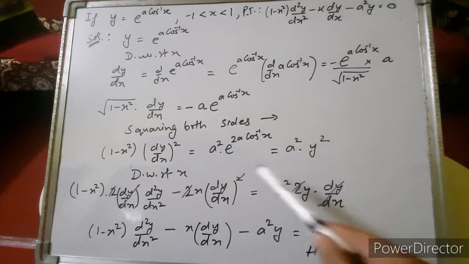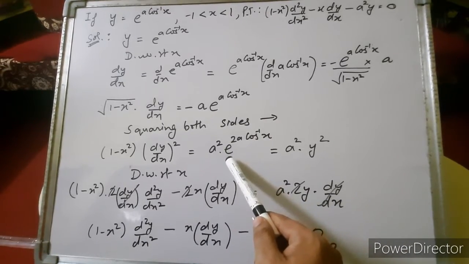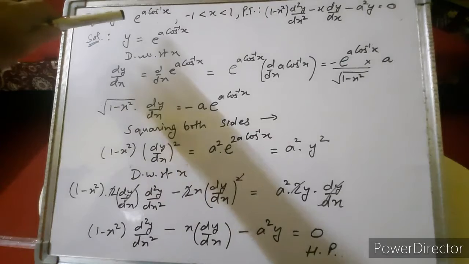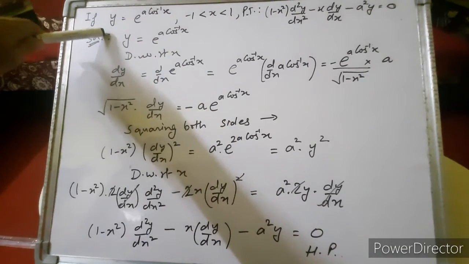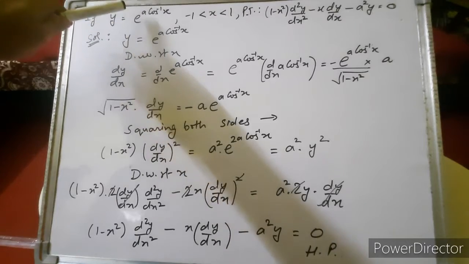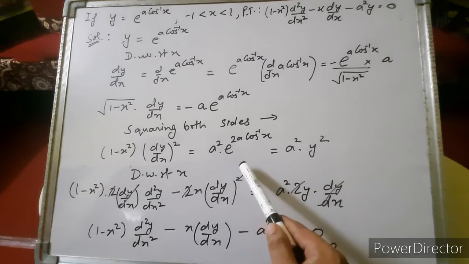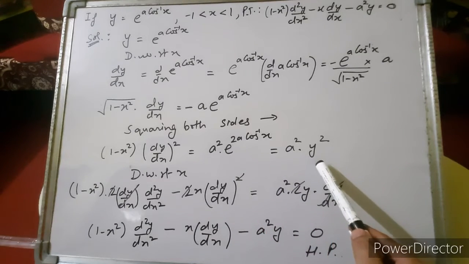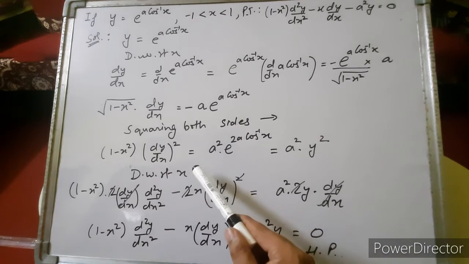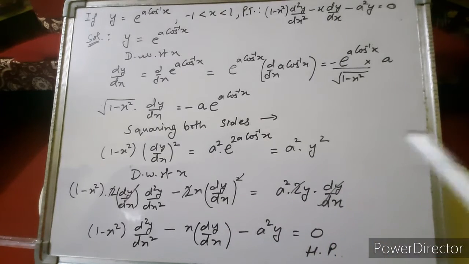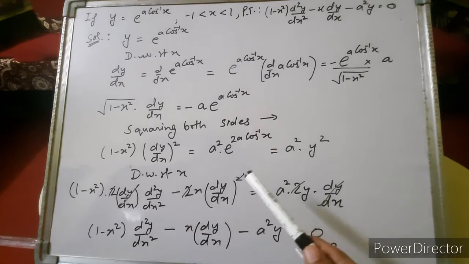See, e to the power 2a cos inverse x. The value of y is e to the power a cos inverse x. If you do the y square, it will become e to the power 2a cos inverse x. So what we have done? We have substituted y square in place of e to the power 2a cos inverse x. Right. So what value will we get? 1 minus x square dy by dx to the whole square equals a square into y square. This we will get. Understood, children? This much.